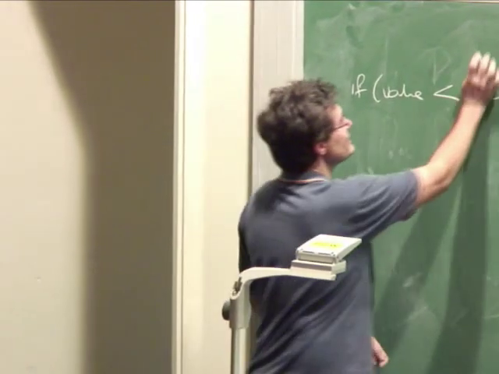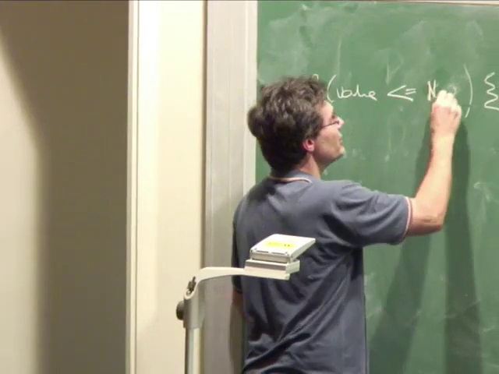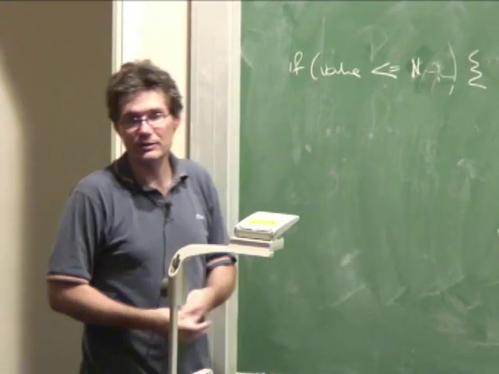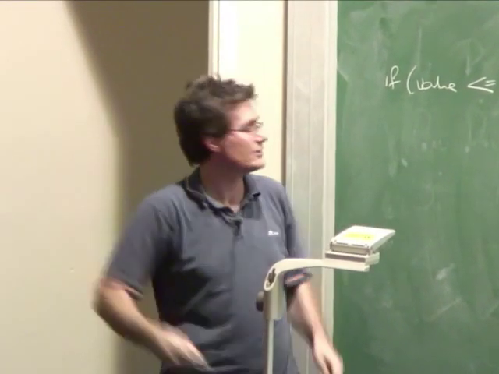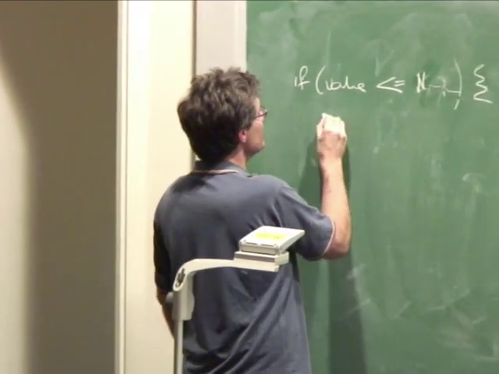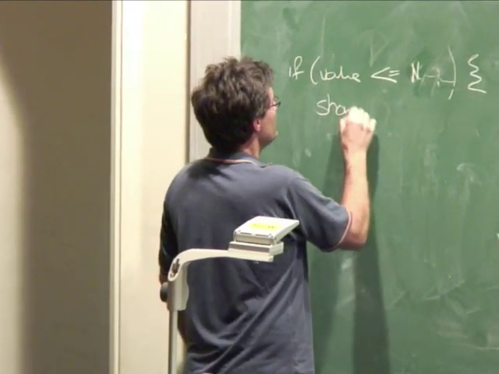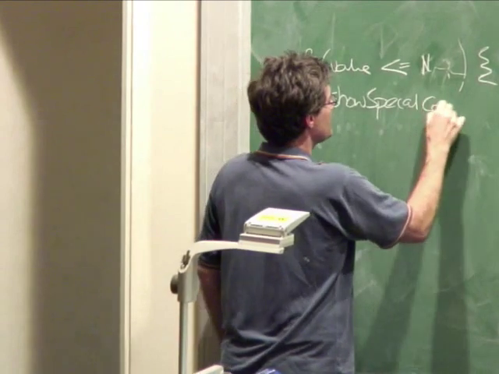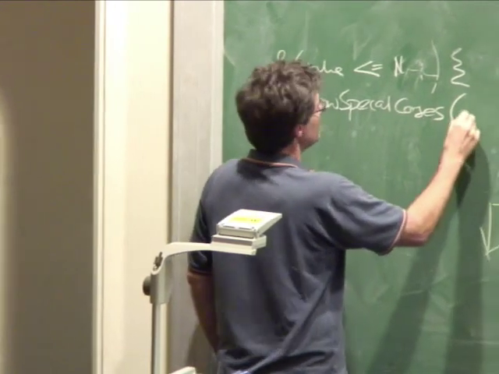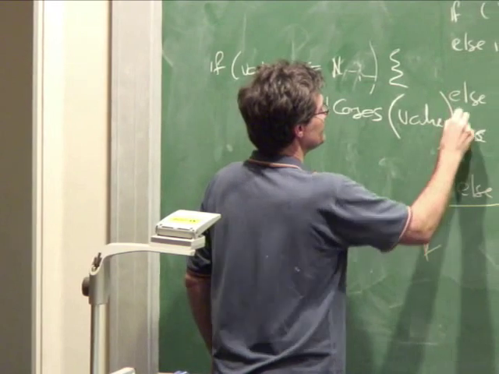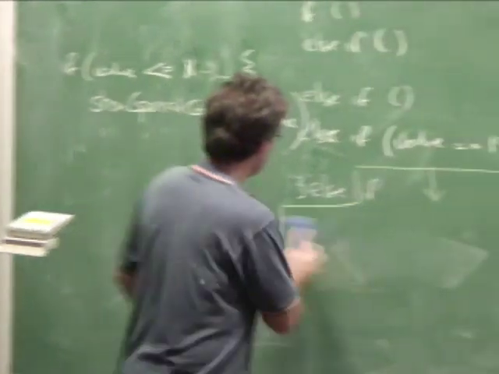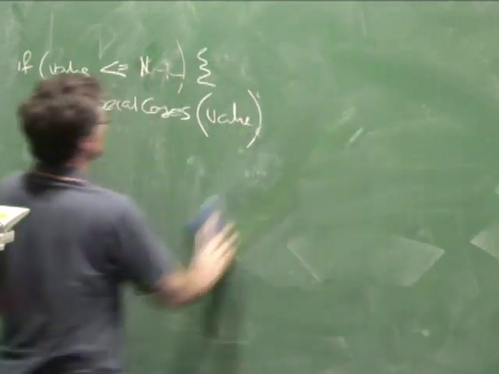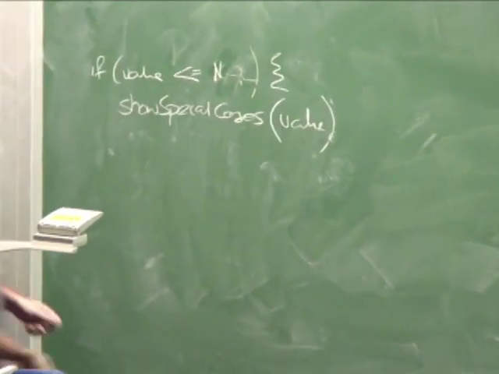So if this is less than or equal to the number of special cases or something like that, now that reads more like English, where number of special cases is defined to be 19 or something. Then do something called show special cases value. Oh, we're colliding with our other program. Does that make sense?